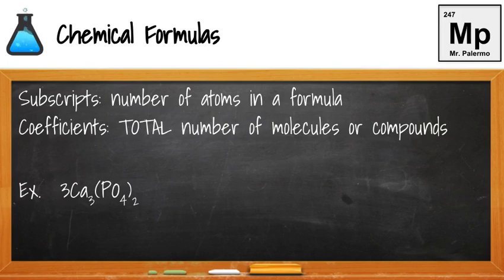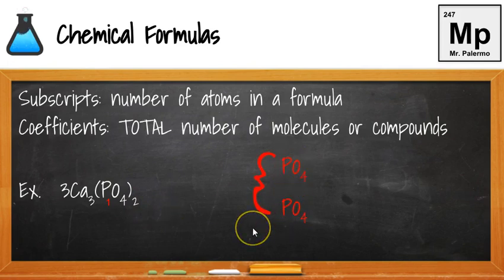If I wanted to figure out how many of each type of atom I have in this chemical formula, what would I do? Well, the first thing to notice is that when there's not a subscript, there's an unwritten 1 there. So since there was nothing here for the P, it means I have only one P. And let's look at this parentheses here. So it says PO4, and it's in parentheses, and there's a 2 subscript after that. That means I have 2 PO4s.